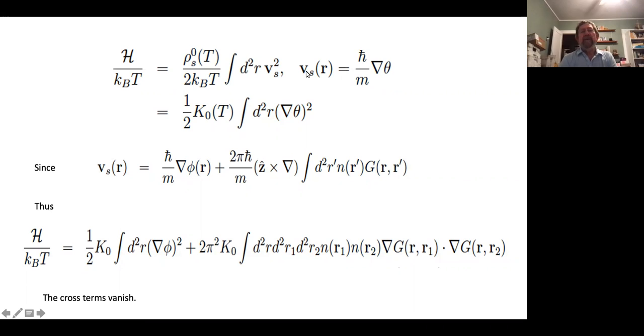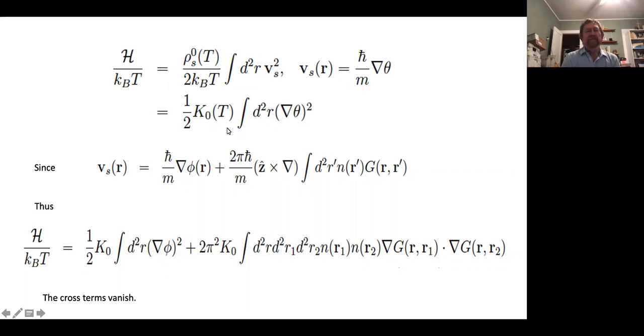And we've argued that this superfluid velocity can be written as Planck's constant divided by the mass of the helium atom times the gradient of the phase. So that this Hamiltonian over kT can be written in this apparently very innocuous looking expression. But remember, this gradient of theta squared is actually periodic. It's a function that's periodic in 2 pi.